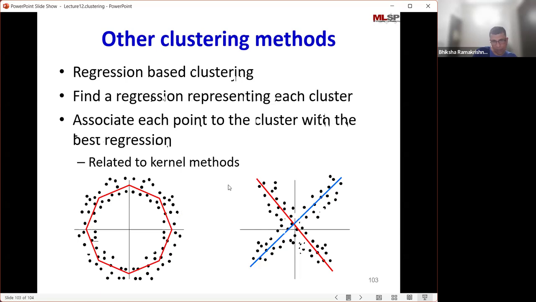Or here, for example, if I have data which have this scatter, if I just ran Euclidean clustering using any technique, I'm going to end up with 4 clusters. But in reality, there are only 2 because there are 2 lines, right? And so you have clustering techniques which, instead of just looking at the raw data points, find a regression representing each cluster and associate each point to the cluster with the best regression. So this is related to kernel methods. And there are various other such techniques.